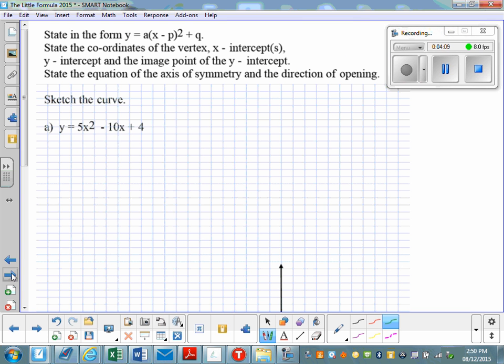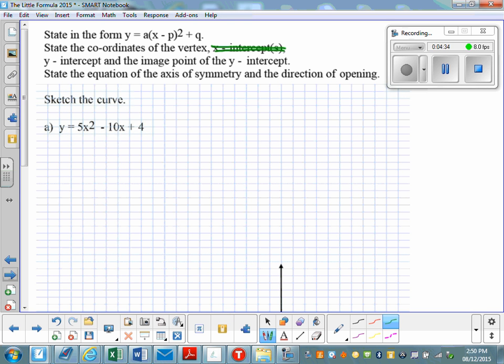So here's an example. We want to put this equation in vertex form. We want to state the coordinates of the vertex. We're actually not going to talk about the x-intercepts yet, so we'll cross that out for now. But we are going to talk about the y-intercept and the image point of the y-intercept, and then state the equation of the axis of symmetry and the direction of opening.